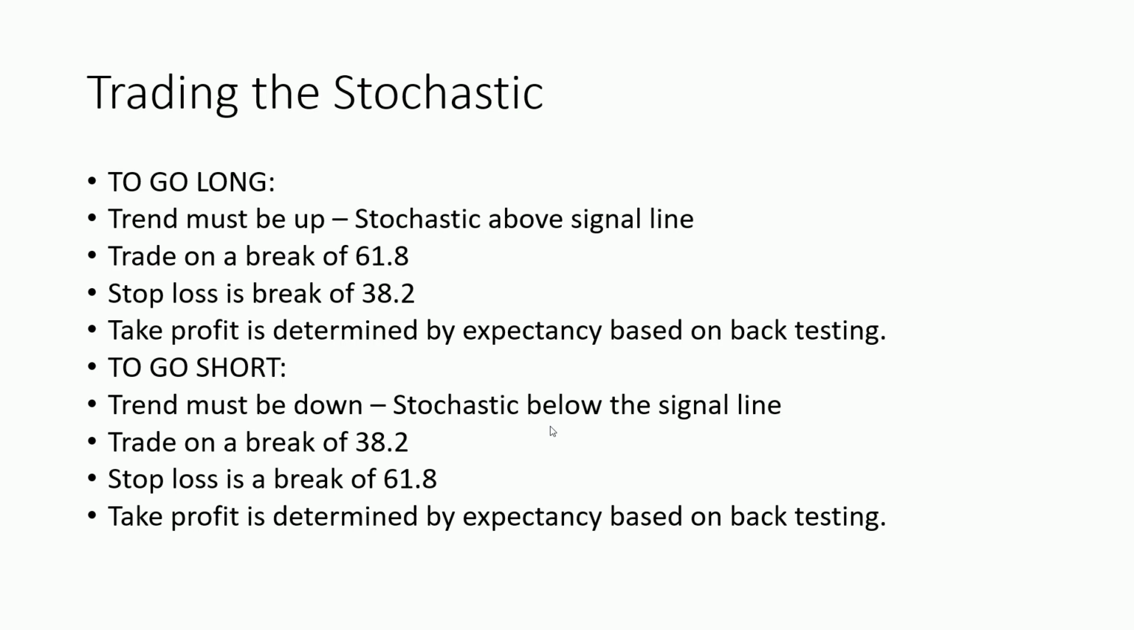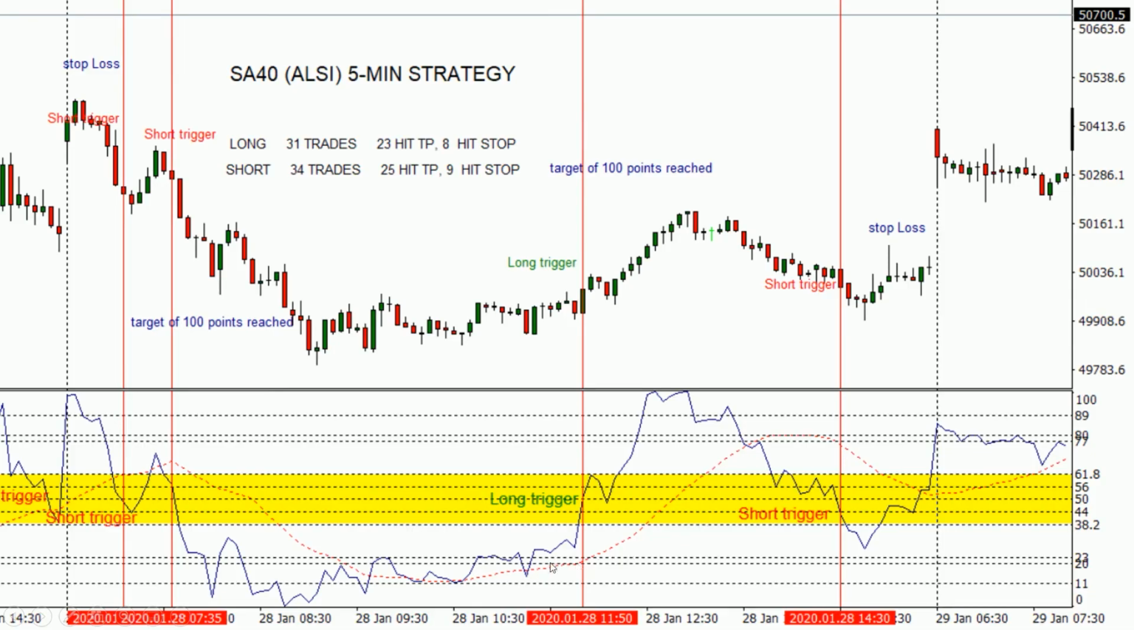Trading the stochastic to go long, trend must be up, so stochastic above the signal line, break of 61.8. In this particular example, and every market is different, I take 100 points and get out. Stochastic trading below the signal line, trend is down, break 38.2, take the trade. In the case of Aussie again, I take 100 points and I get out on 5 minutes.